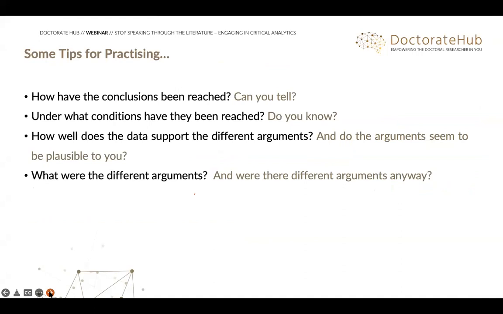So you should have, for those key literature sources, a clear understanding: how have the conclusions been reached? Under what conditions have they been reached? How well does the data support the different arguments? And what were the different arguments? If you have clarity about that, then that can also support you in your critical analysis once you draw on that literature and do something with it.